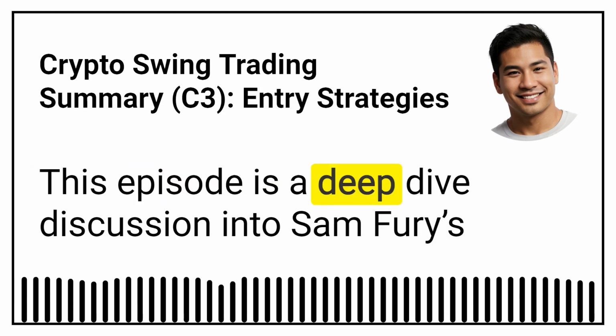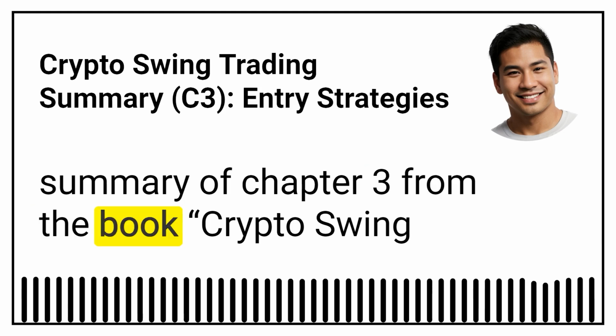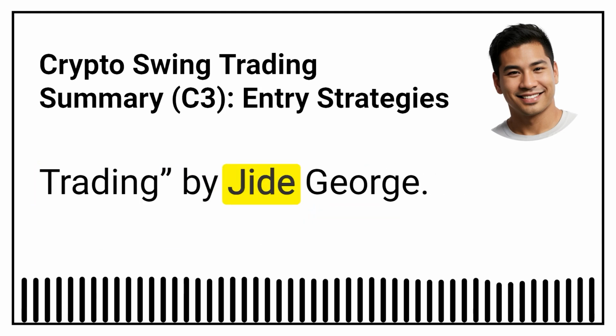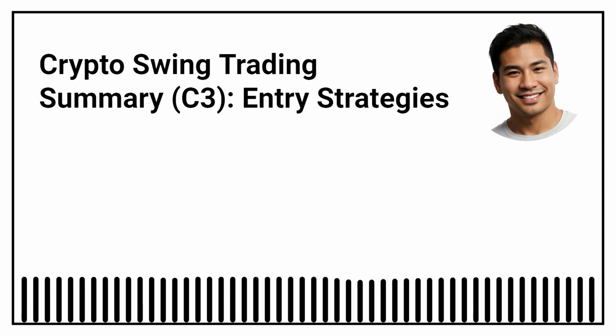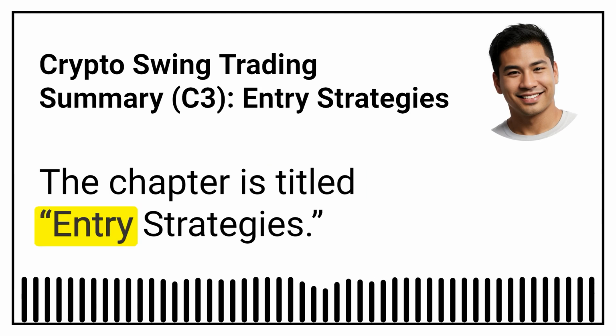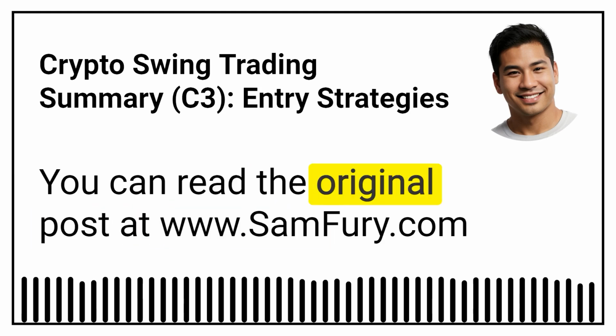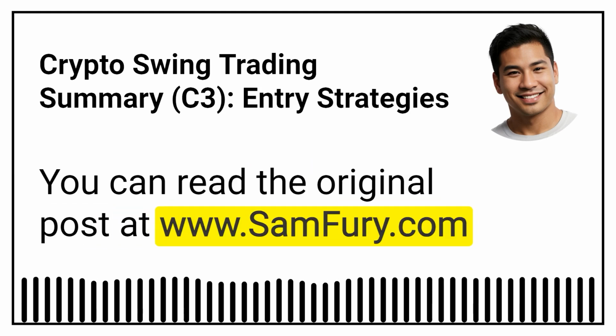This episode is a deep dive discussion into Sam Fury's summary of Chapter 3 from the book Crypto Swing Trading by Jide George. It has been created with the help of AI. The chapter is titled Entry Strategies. You can read the original post at samfury.com.